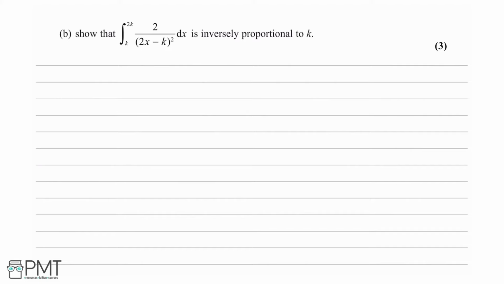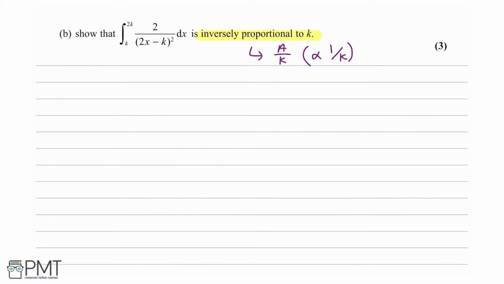Part B is asking us to show that the integral of 2 over 2x minus k all squared with respect to x from k to 2k is inversely proportional to k. So when it says inversely proportional to k, it means the final answer will be of the form a over k, where a is just a constant. And this also means directly proportional to 1 over k, like that.